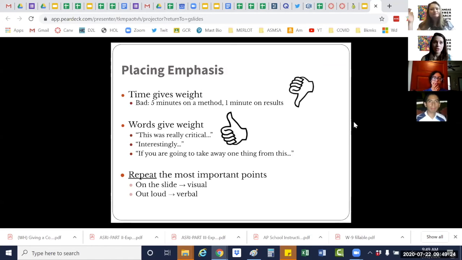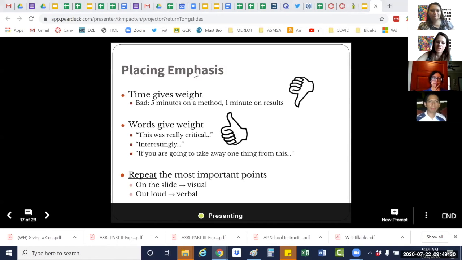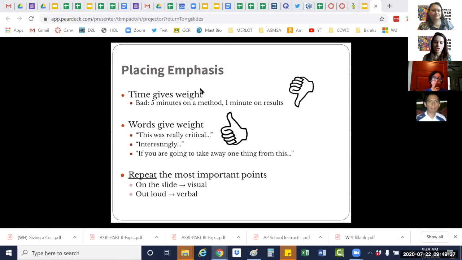Words also give weight. So if you say things like, interestingly, we weren't expecting this, or, if you're going to take one thing away from this presentation, this was the most critical part of this project. You say those kinds of things, and your audience knows to pay attention to this sentence, that they're getting a really important nugget of information.